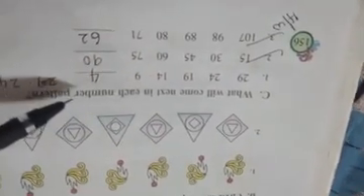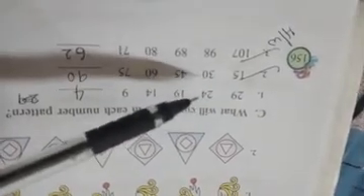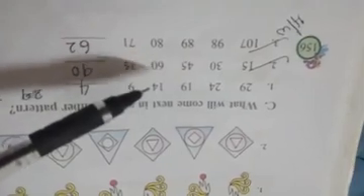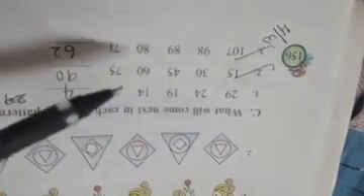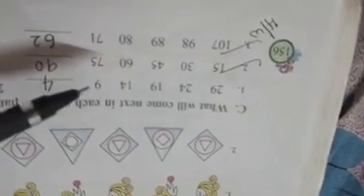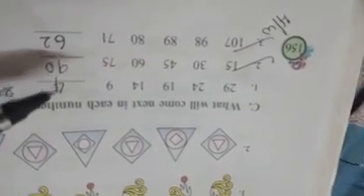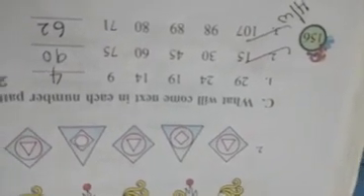See here, the question says, what will come next in each number pattern? The first one I'll do for you: 29, 24, 19, 14, 9. The numbers are looking like the same way, right? The numbers are repeated like 9, 9, 9, 4, 4, 4. Only thing is 29, 24, 19, 14 and 9 number pattern. Now in this, what will come next? Why have I put here 4?